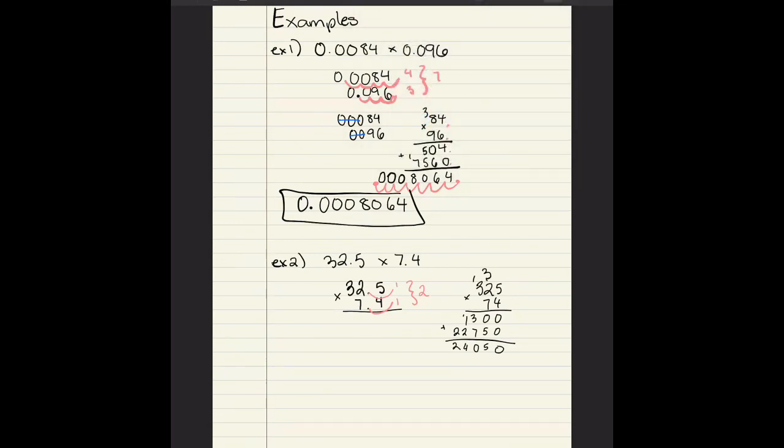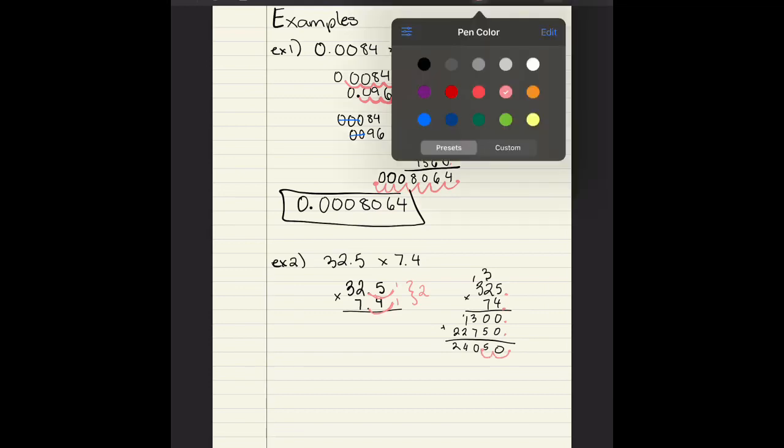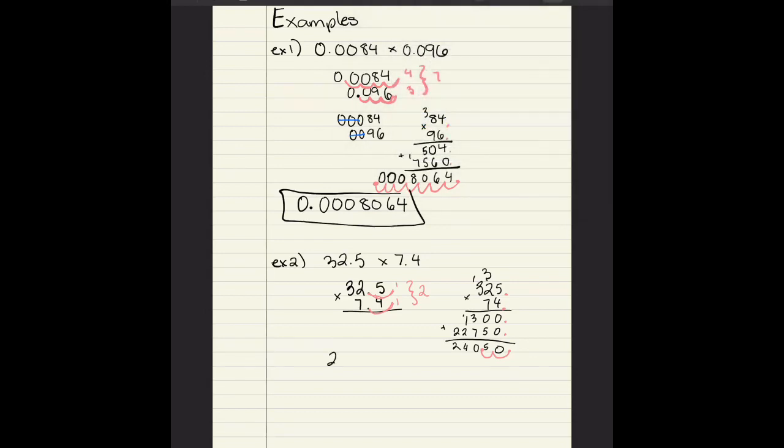All right, after I do my multiplication, I need to bring my decimals back in. So I moved it 1, 2 times. So now I need to bring it back. So it's over here. My decimal was secretly hiding here the entire time. And I just need to move it back 1, 2 times. So my final answer is 240.